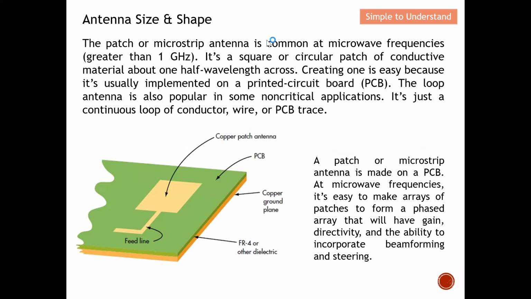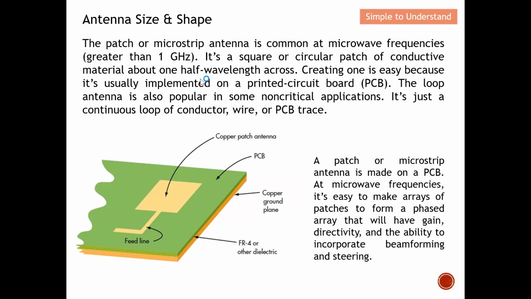Next, we come to the patch or microstrip antenna. This is very often used at higher frequency, or what we call microwave frequency, typically greater than 1 gigahertz. As for the shape, it can be a square or circular patch of conductive material, typically about half of a wavelength across. So imagine this can be half of a wavelength, and this can also be half of a wavelength. Creating this is quite easy because it is usually implemented on a PCB.